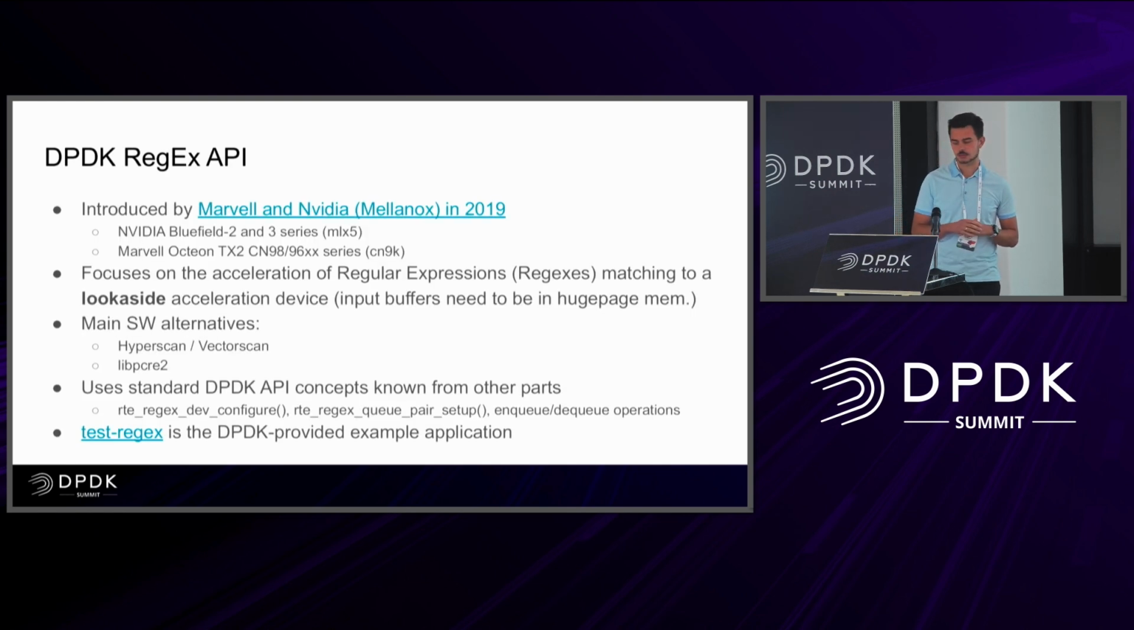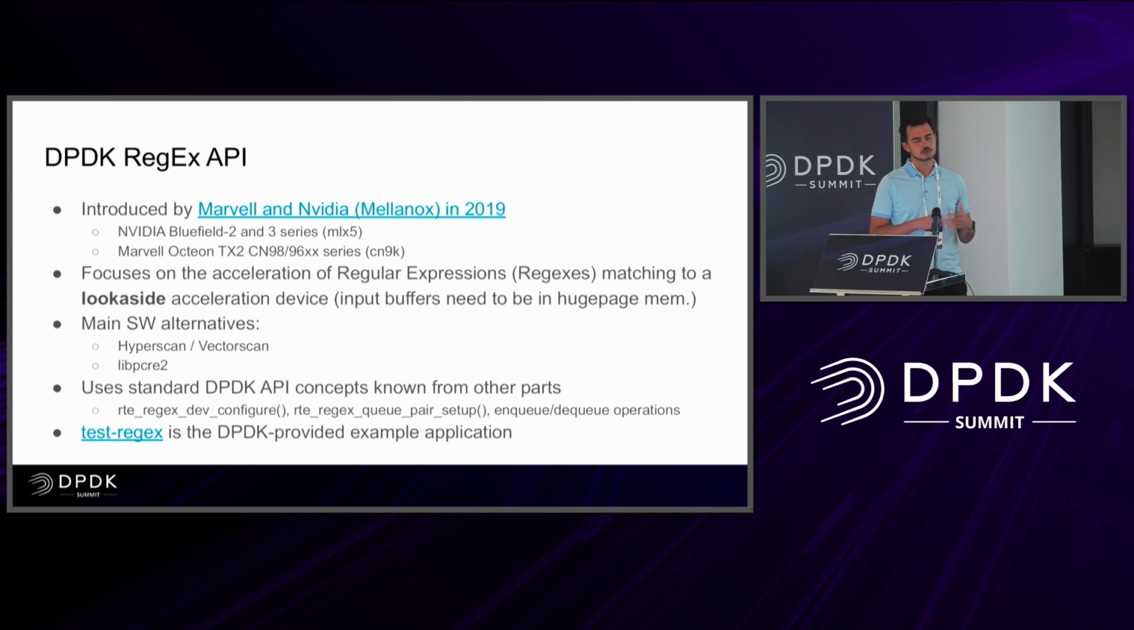The Regex API has actually been in DPDK for 6 years. It's available on 2 series of cards: BlueField-2 and 3, and Marvell Octeon TX2. It's a lookaside accelerator, as I soon found out. So you cannot pipeline data from the port to the Regex engine, but you need to receive them on the CPU and then send them to the Regex accelerator.